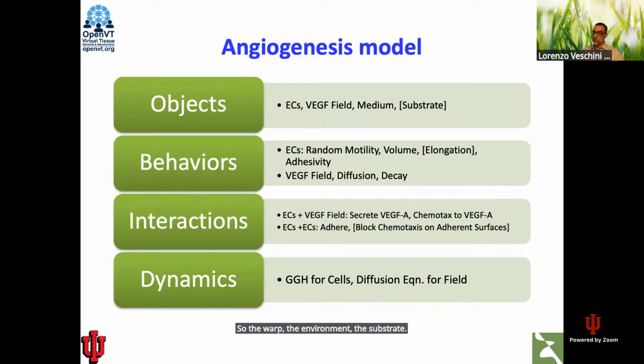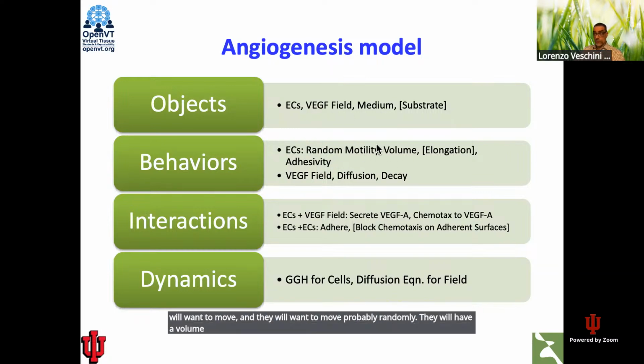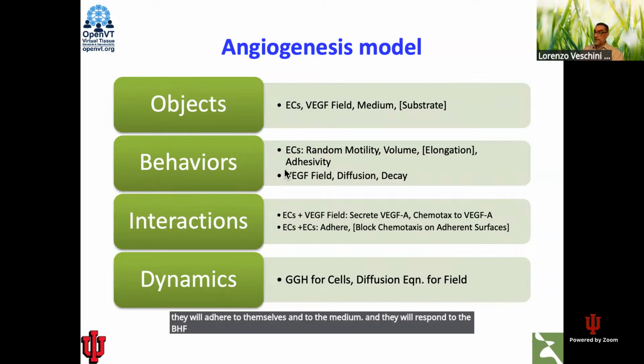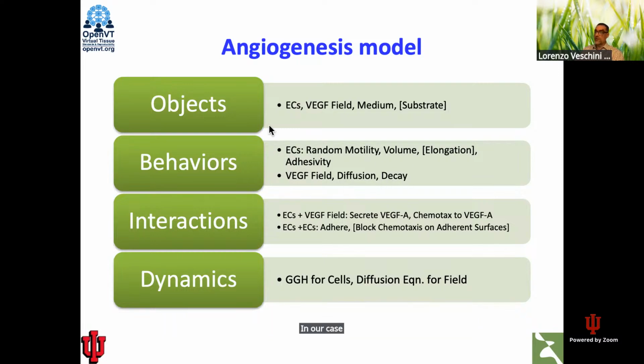Behaviors that we want to encode: the endothelial cells will want to move, and they will want to move probably randomly. They will have a volume. They might or might not elongate. They will adhere to themselves and to the medium, and they will respond to the VEGF field. And the VEGF field itself will be produced, will diffuse, and will decay. In our case, we will have the endothelial cells produce the VEGF field.